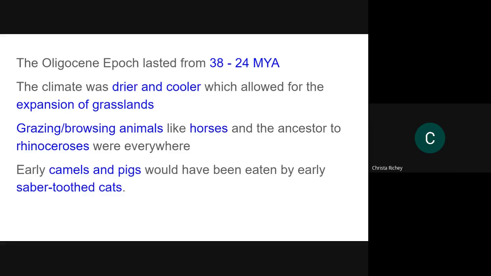Your ancestors, it says early, not true. Your ancestors to your saber-tooth would have been feasting off of most of these herbivores, which are still in this period are still a little bit smaller. Like I said, the Neogene is when they really got big.